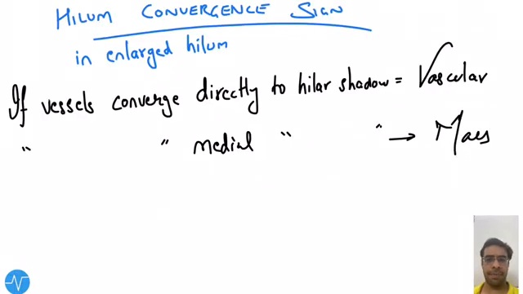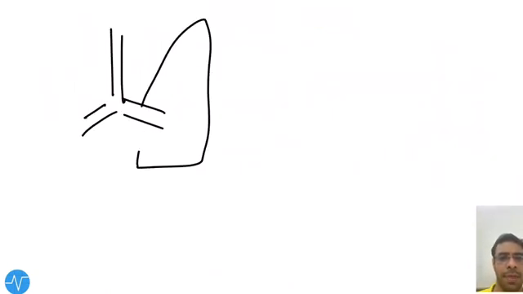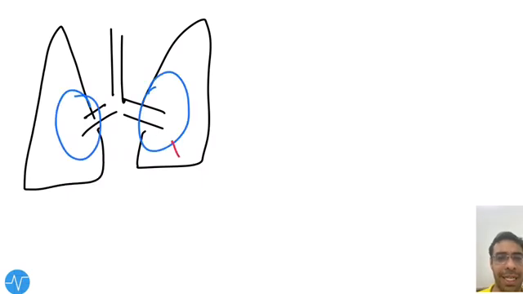Hilum convergence sign. It is seen when there is an enlarged hilum, meaning the hilum is enlarged on chest X-ray. Then we use the hilum convergence sign to find out the cause. If the vessels converge directly to the hilar shadow, then the cause is vascular. If the vessels converge medially to the hilar shadow, the cause is different. In the diagram, first we'll draw the trachea, then we'll draw the lungs, then we have drawn the hilar mass, the enlarged hilum. Now the vessels are converging towards the mass.